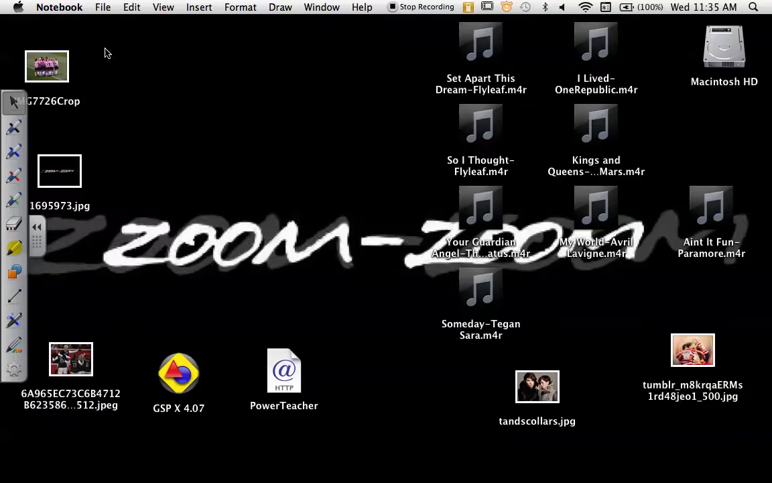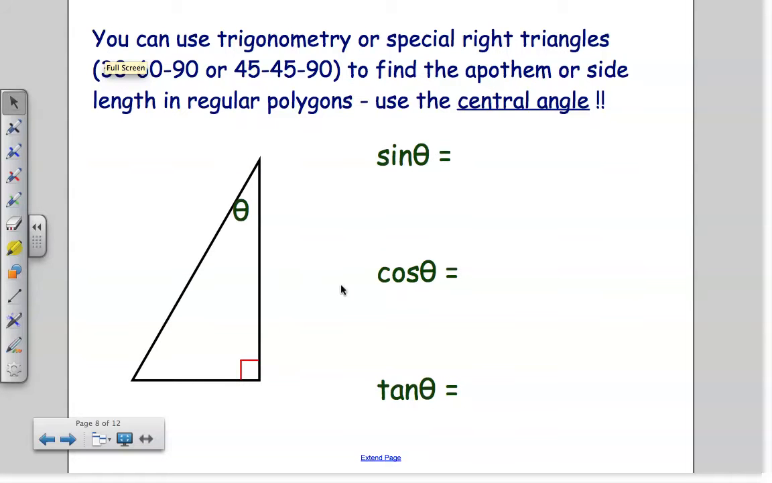In the second part of section 11.6, we're still finding the areas of regular polygons, but it's not going to be quite as easy today. We're going to actually have to use either trigonometry or special right triangles to be able to come up with the area of those regular polygons. Remember that special right triangles, we had two types of those. We either had a 30-60-90 or a 45-45-90, and they had special shortcuts to find those legs or hypotenuse.